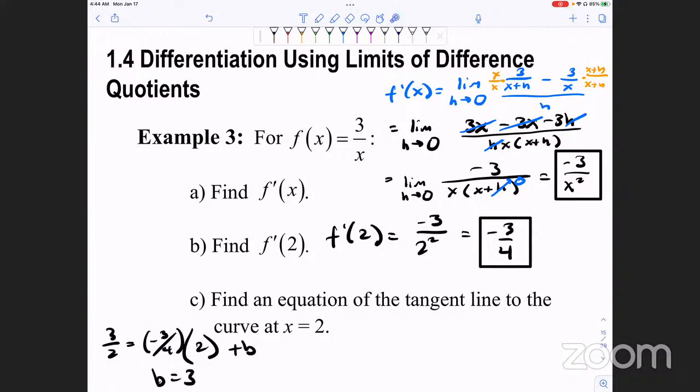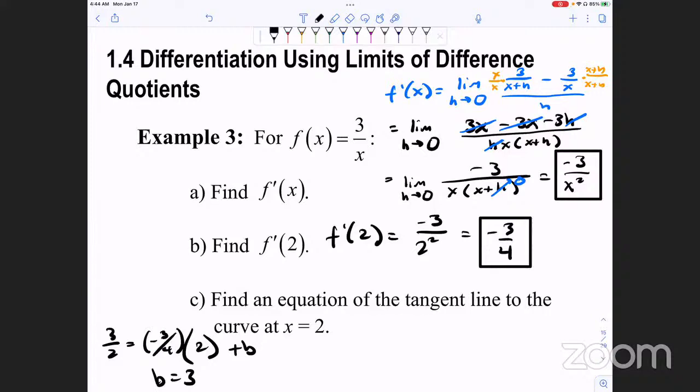Because again, you've got a 2 on top and a 4 on bottom, so that becomes 3/2. So move this to the other side. We add 3/2 to both sides. So then 3/2 plus 3/2 should be 6/2. So 6 divided by 2 is 3, right?